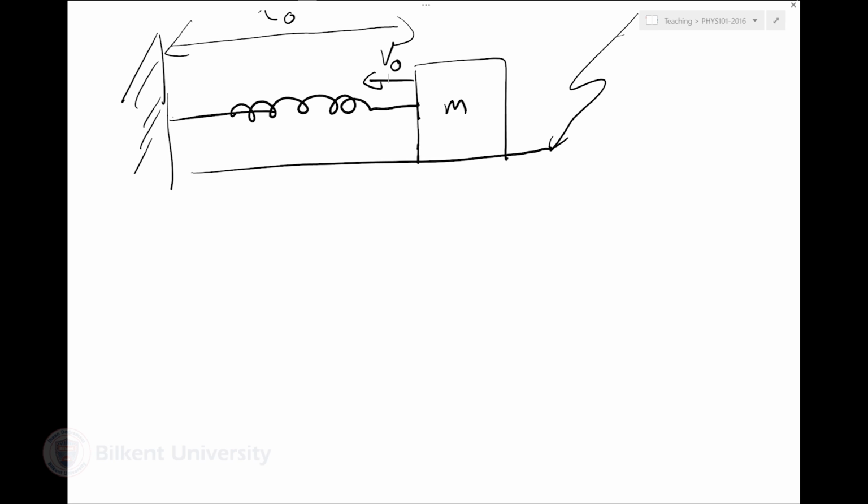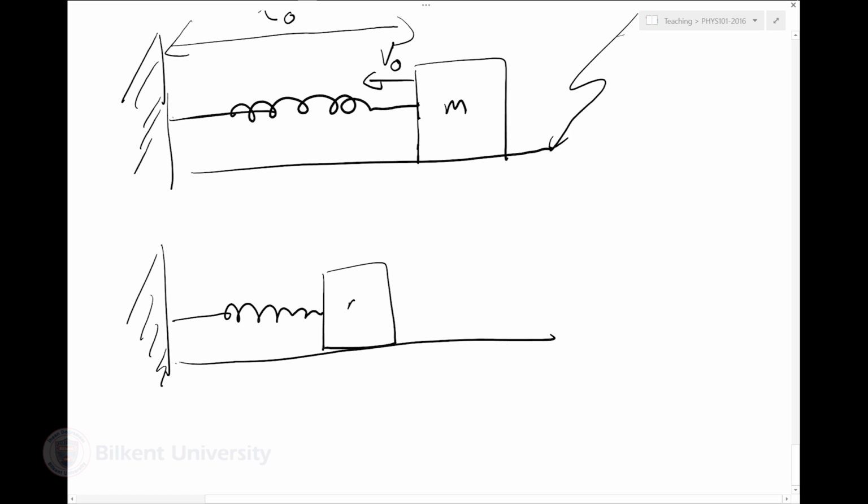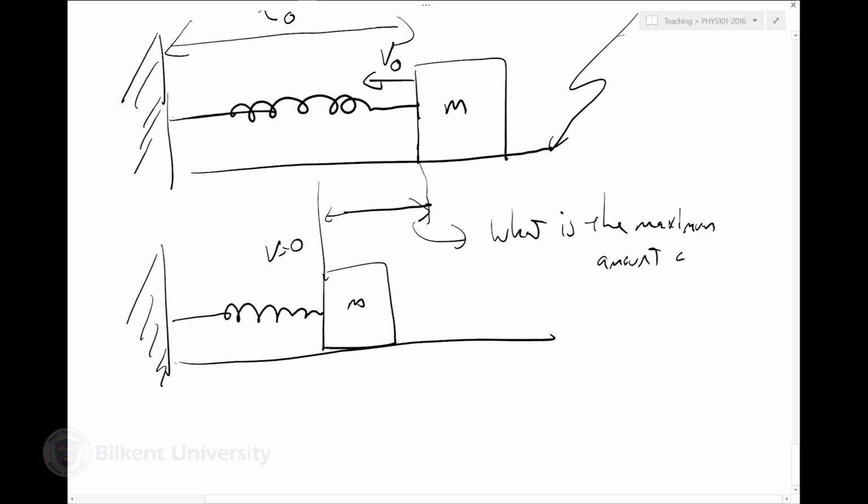It's going to compress the spring. And at that point, its velocity will be zero. Then it will come back again. Right. So I'm asking, what is the maximum amount of compression?